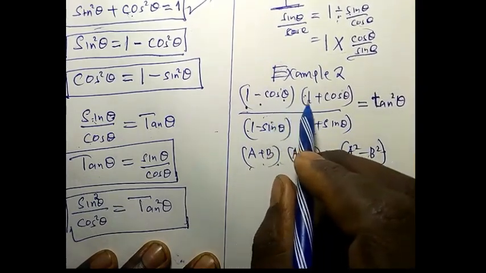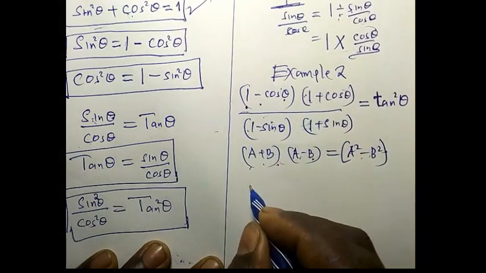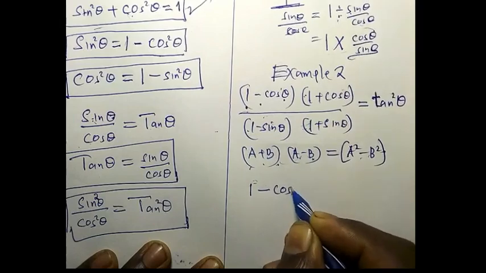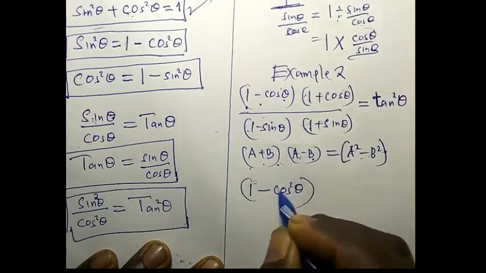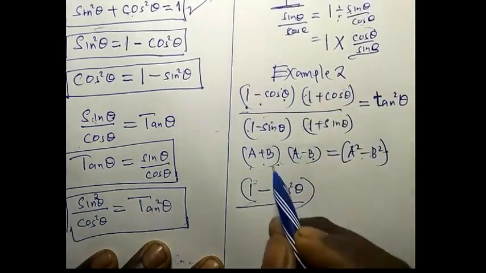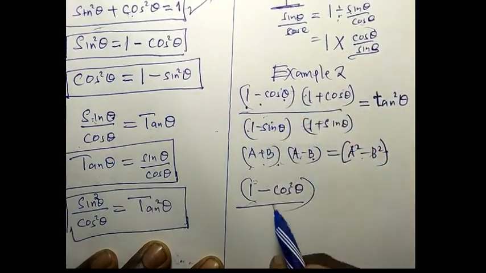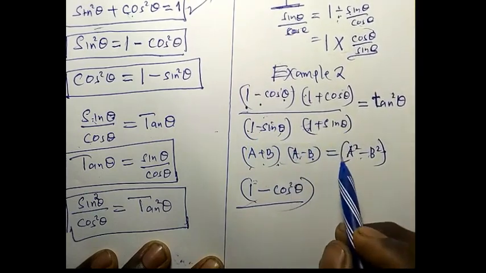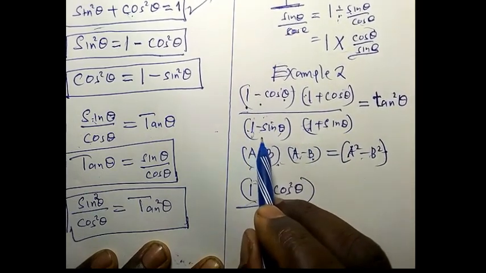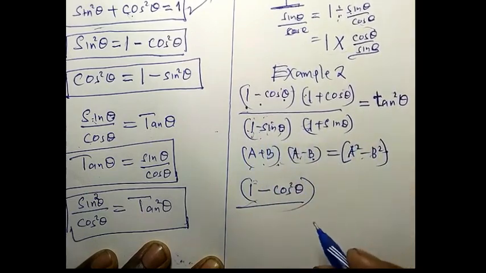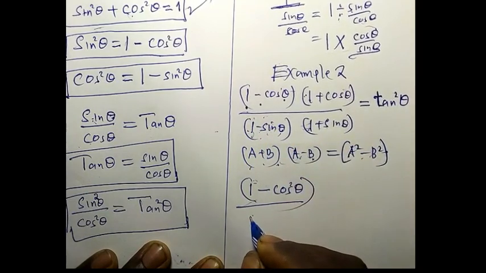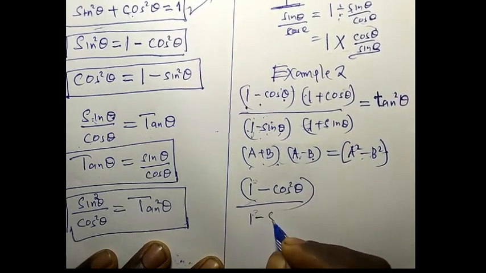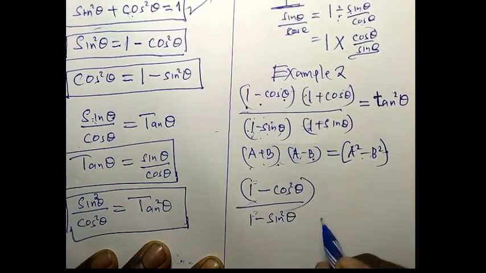You remember this? So a plus b, a minus b equal to a square minus b square. So what do we have here? We simply have 1 square, so 1 square is just 1, minus cos square theta on the upper side. On the numerator, on the denominator, we have 1 minus sine theta, 1 plus sine theta is simply 1 square minus sine square theta. That's what it means. So 1 square is 1 minus sine square theta.